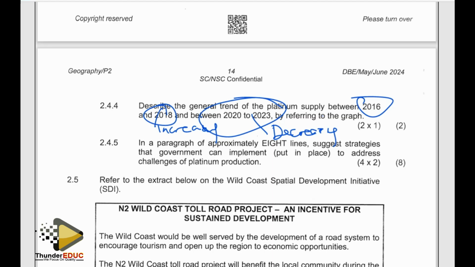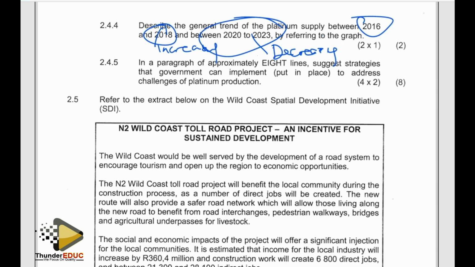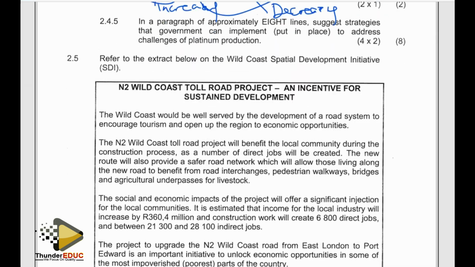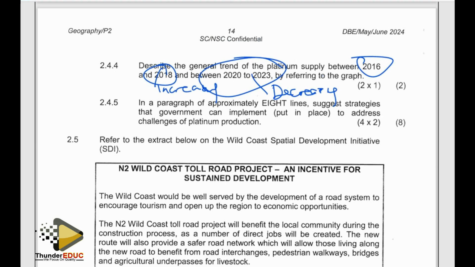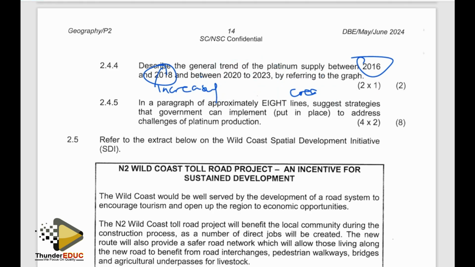Right, there are other things that we can discuss, or that we can think about as a solution to how the government can address those challenges. However, we move on to the next question, which is on the SDI. Like what I had suggested earlier on, I may well make a distinction between an SDI and an IDZ. Right, when we talk of an SDI, it's a Spatial Development Initiative.